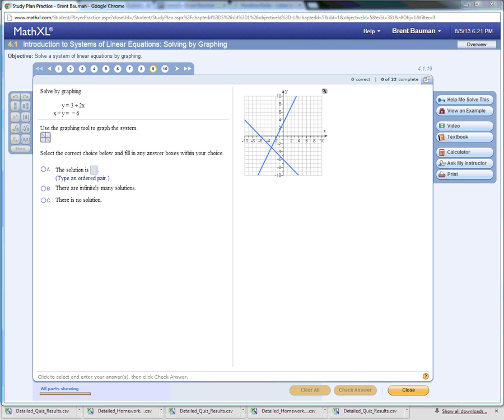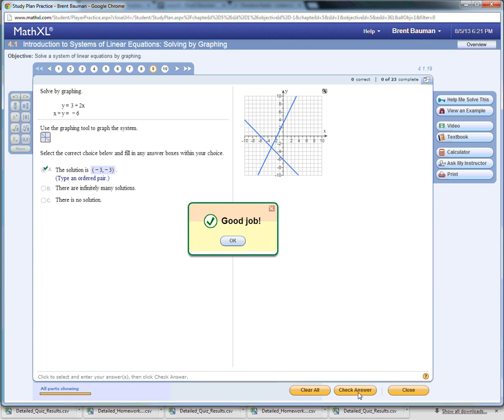So we found that there was a solution. And we're going to type in the ordered pair. So notice that we have an ordered pair button, so we're going to use that. And we have -3. And I'm going to plug in -3, because that was the point where they cross. And check our answer. Good job.